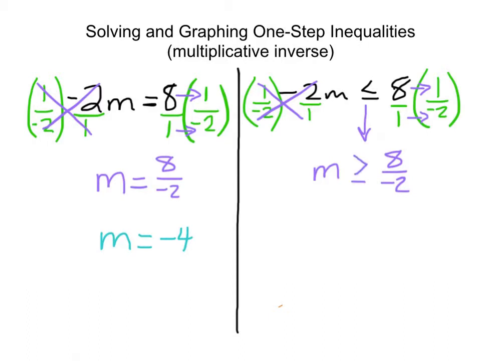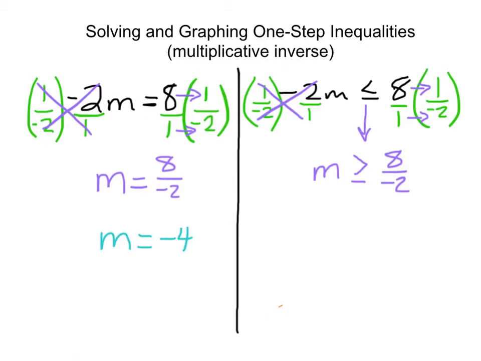Once again, if I multiply both sides of my inequality by a negative value, I have my -2, then the direction of the inequality symbol changes to be going the opposite direction.